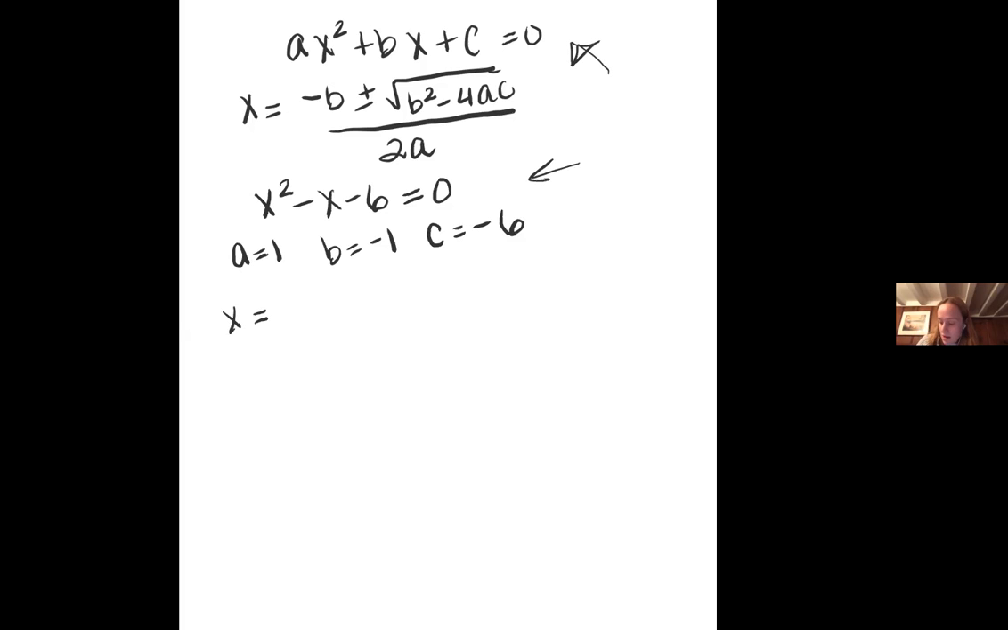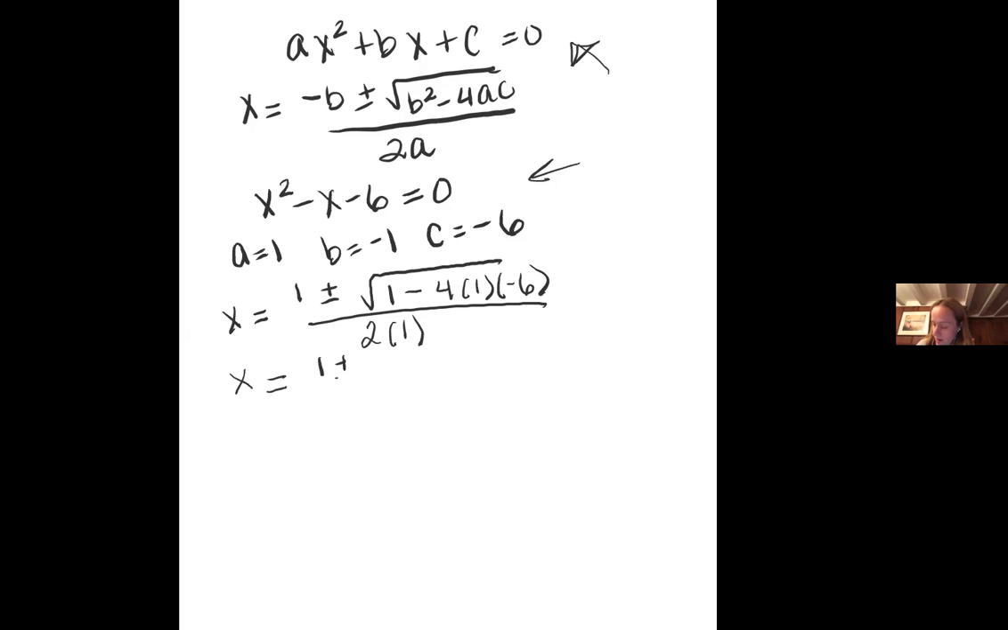So negative b would then be 1 plus or minus the square root of b squared, so negative 1 squared, so 1 minus 4 times a times c, and then all over 2 times a, so 2 times 1. And then we can solve for this. So we have 1 plus or minus the square root of 1 minus negative 24, because that's what we got when we got 4 times 1 times negative 6, all over 2.